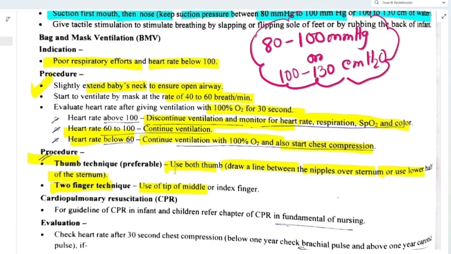Explaining again, we have to use both thumbs, draw a line between the nipples over the sternum, or use the lower half of the sternum. Basically, in an adult we are compressing the lower half of the sternum. In a newborn also it is the same thing. Better if you draw an imaginary line between the nipples over the sternum, or you can also use the lower half of the sternum. And what is the 2-finger technique? That is use of the tip of the middle or index finger. Okay, now CPR, cardiopulmonary resuscitation, we will discuss in FON.